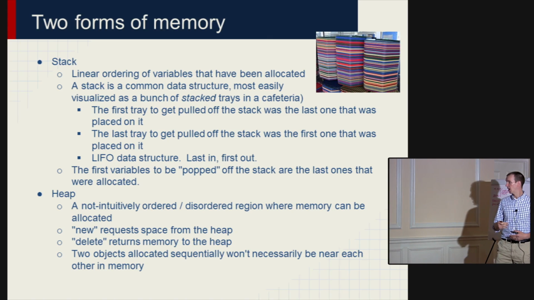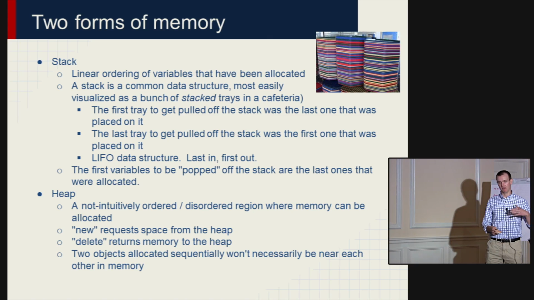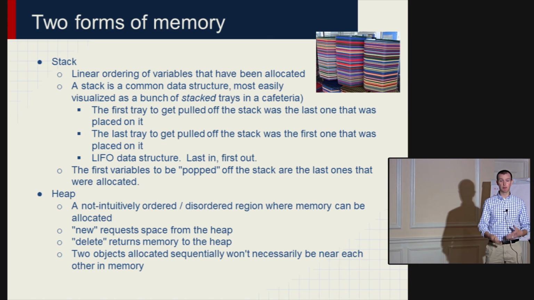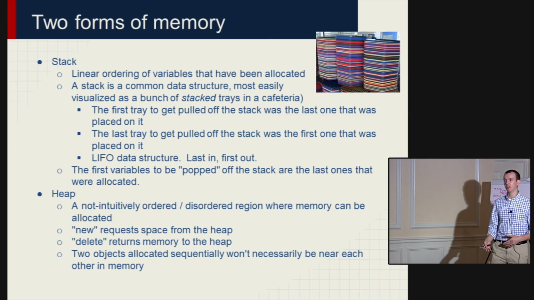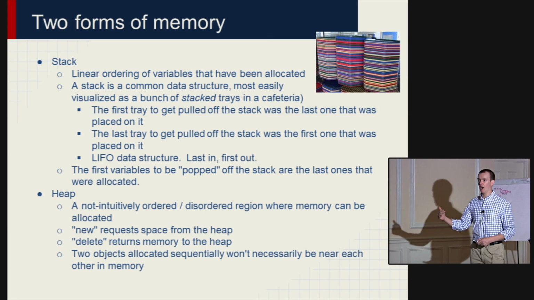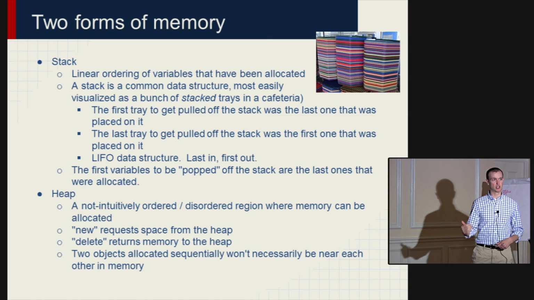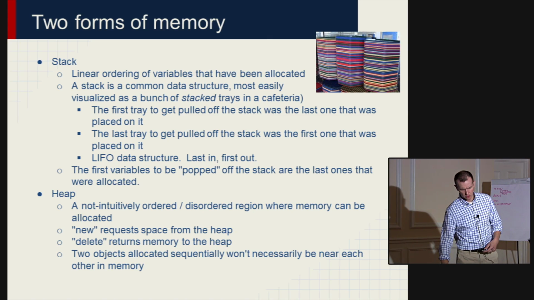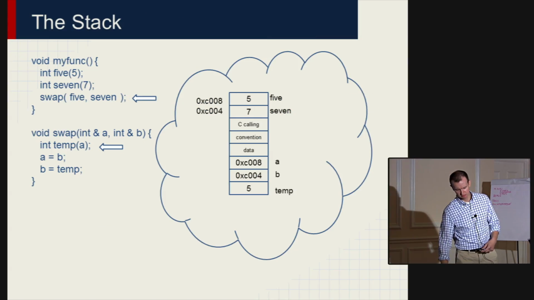So 2 objects that are allocated, say, one after the other by your program, if the first object was declared with new and the second object was declared with new, they're both allocated on the heap. They're not necessarily next to each other on the heap in the way that the variables were next to each other in memory in the examples that I just showed you. Okay, so there's the stack of trays.